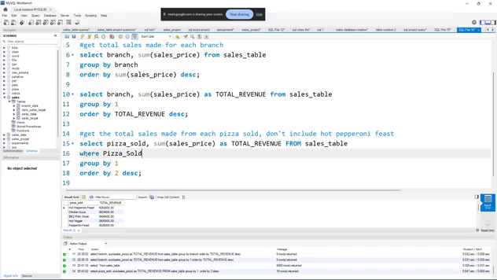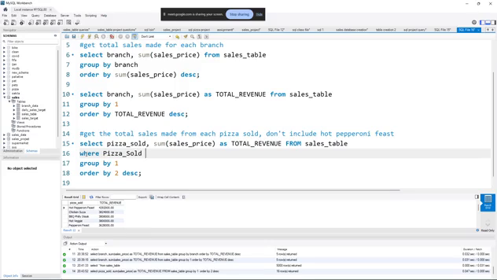So now, where pizza sold is equal to. Now, what do we do? If I want my pizza sold to be only hot pepperoni feast, I will say equals to hot pepperoni feast, right? So how will I tell SQL that I want you to list everything for me, but that pizza sold must not be equals to hot pepperoni feast? That is, anywhere hot pepperoni feast is included in my answer, remove it.